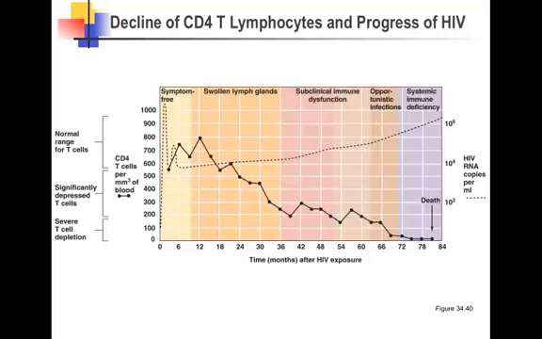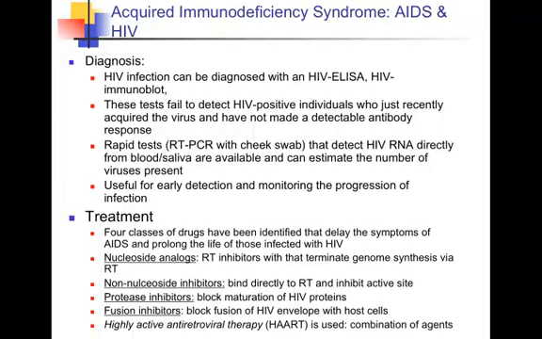And you see the corresponding increase in the number of viable circulating HIV particles in the circulatory system. So, a progressive decline in the number of CD4 positive cells and a corresponding increase in the number of circulating viable HIV particles. So how is this disease diagnosed?